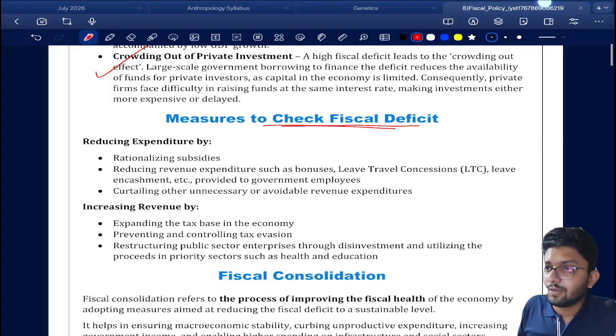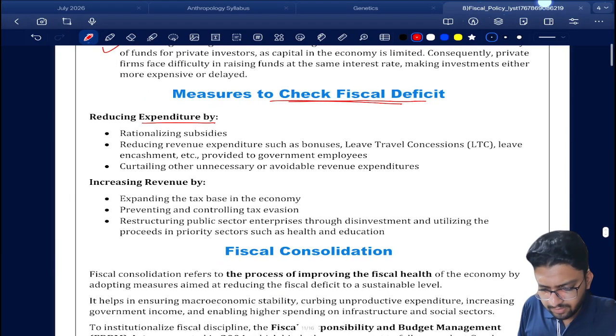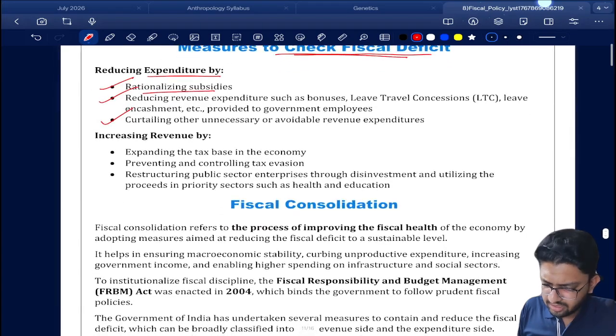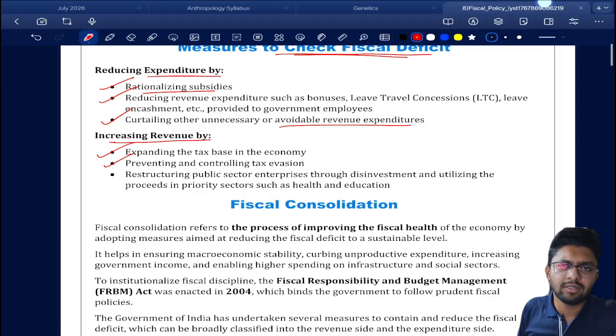Measures to check fiscal deficit: reducing government expenditures by rationalizing subsidies. That means the schemes that are currently going on, like Ladki Bahini Yojana, etc. We are just giving people free money as an incentive, so we should avoid giving free subsidies like these. Reducing revenue expenditure, curtailing other unnecessary avoidable revenue expenditures. Then we have increasing revenue by increasing the tax base, preventing and controlling tax evasion, and restructuring the public sector.